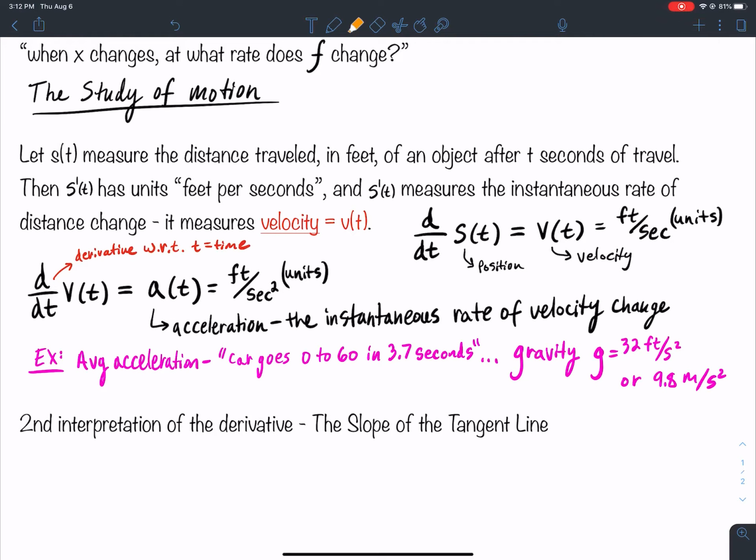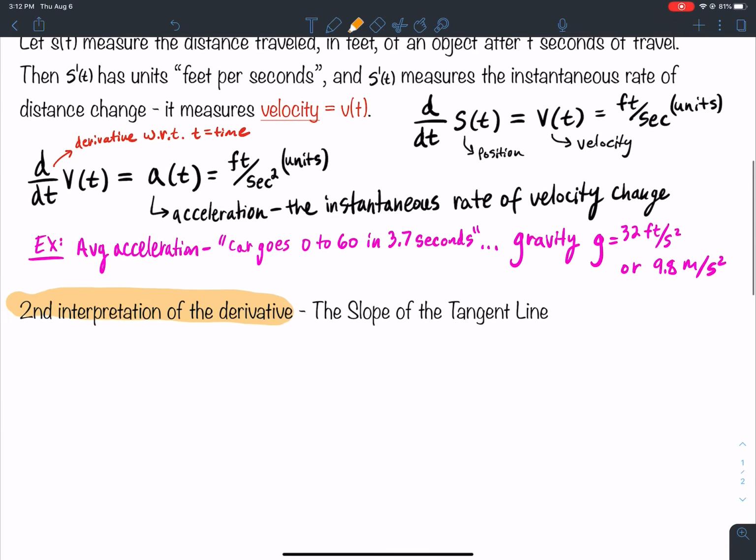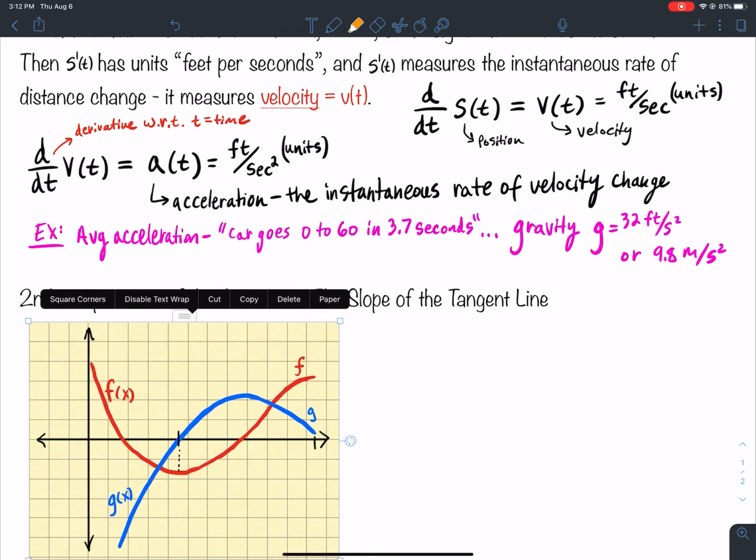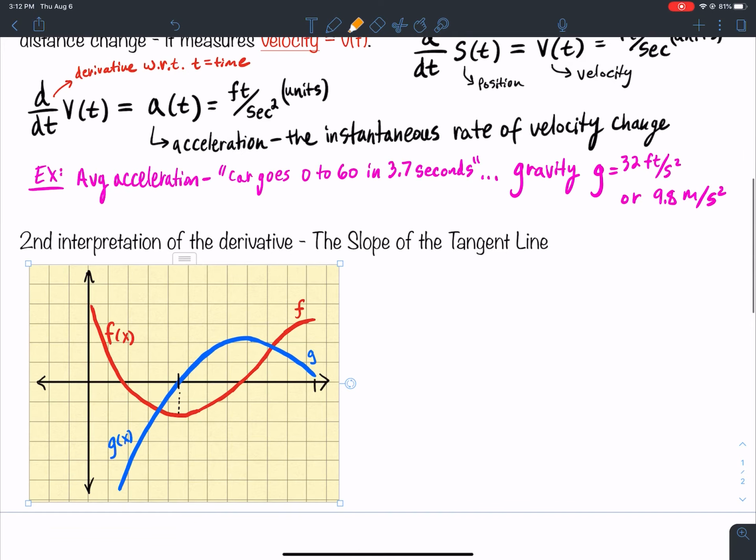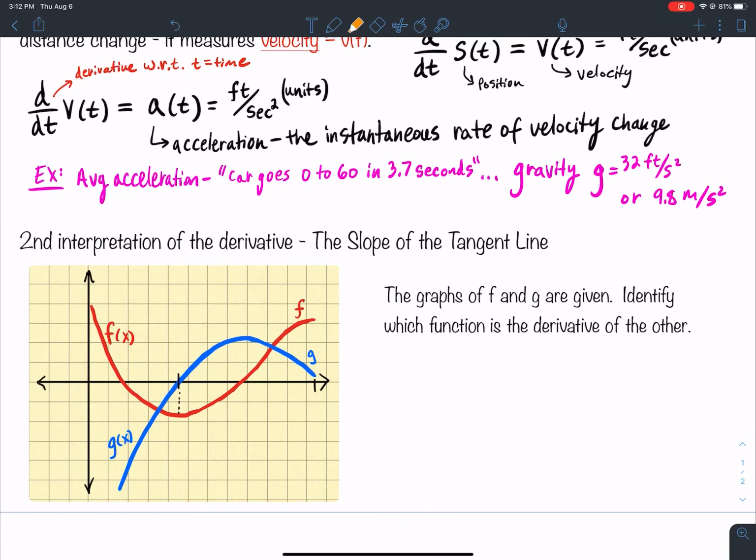So there's a second interpretation of the derivative, the slope of the tangent line. So the second interpretation is the slope of the tangent line, okay? So here, the graphs of f and g are given, and I want to identify which function is the derivative of the other one, okay? So remember, the derivative is the slope of the tangent line, okay?